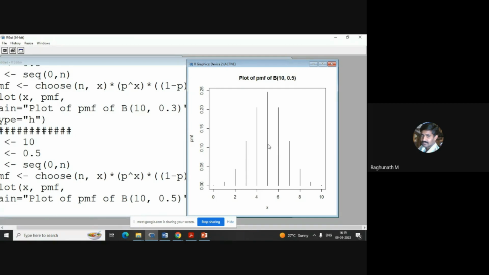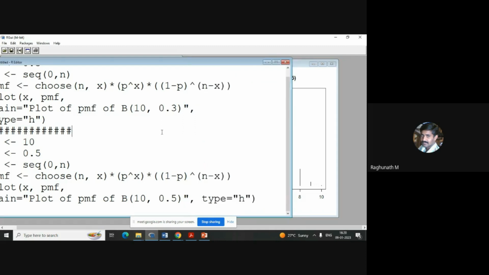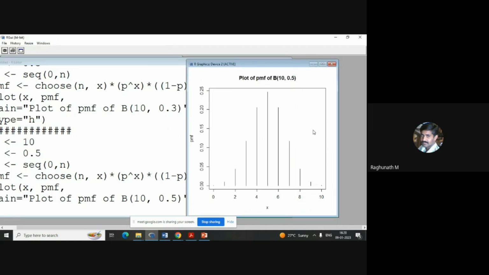So here, below 5 and above 5, at the mean, whatever is there will come as equal probabilities. This is one of the things I wanted to highlight. With 0.7 or whatever values, if you take any value between 0 and 1, you'll get different plots. You can see when it is right skewed and when it is left skewed. So this is about the binomial distribution.